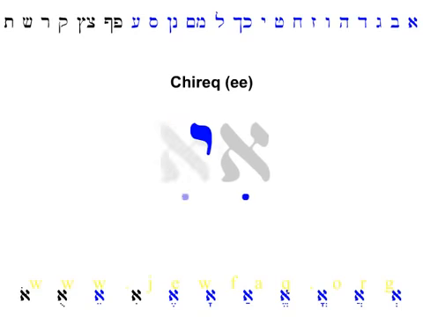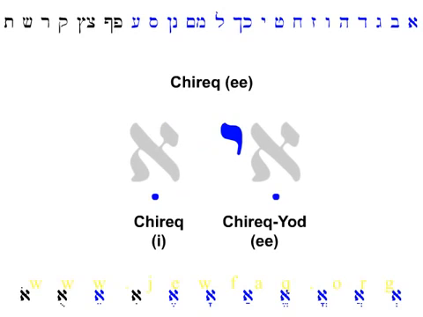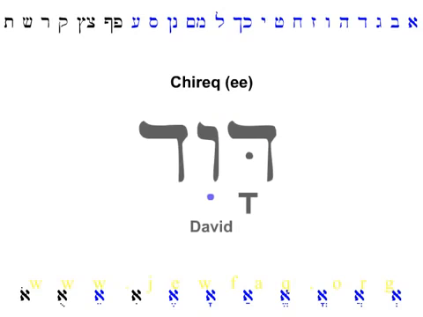Also like tsere, some people say it's pronounced differently when it has a yud than when it doesn't. Some say it's pronounced as a short I in sit when it doesn't have a yud, and as the I in machine when it does have a yud. But I don't always hear it that way. There's a chirek in the name David, the name of the great king of Israel. Dalet, kametz, vav, chirek, dalet, da, vid, David.